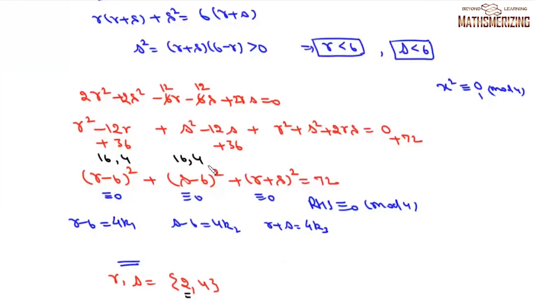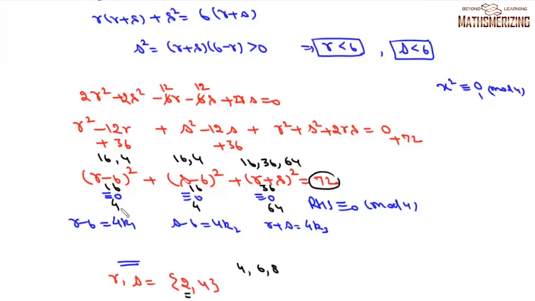And what about r plus s? r plus s will be either 4 or 6 or 8. Now 4 squared is 16, 6 squared is 36, and 8 squared is 64. Now this expression is 72 if it is either 16 and 36, or 4 and 64.